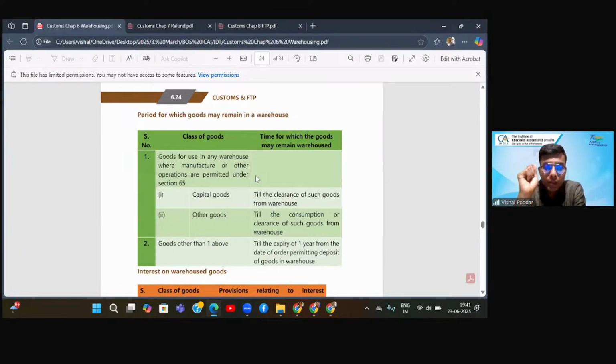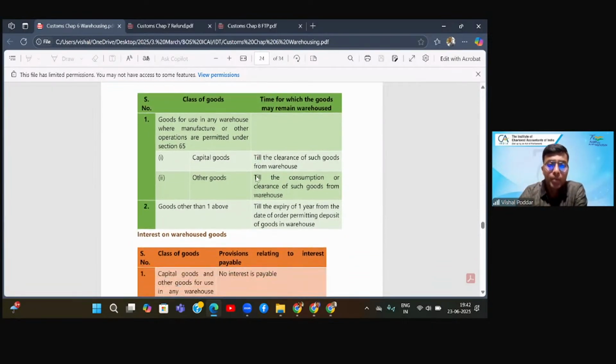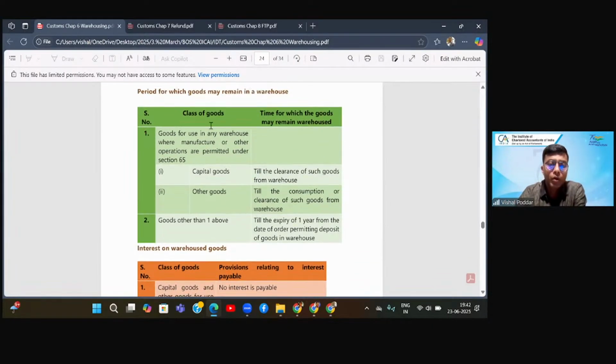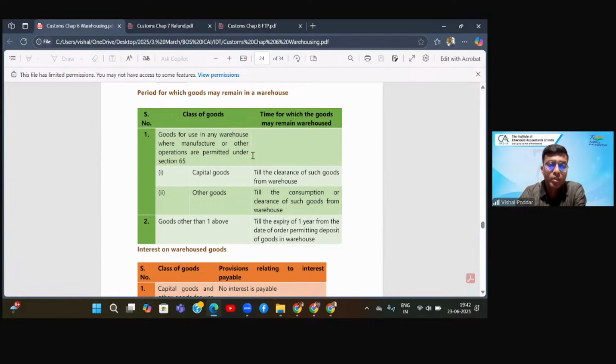Now, within this entire bond procedure or the warehousing procedure, this part is the most important part. When I'm keeping goods in my warehouse, I am given a particular responsibility of up to what period I can keep the goods. What is this permitted period? The permitted period is, for goods for use in any warehouse where manufacture or other operations are permitted under section 65. Now what is section 65? Section 65 is where you are allowed to do manufacturing within the warehouse.